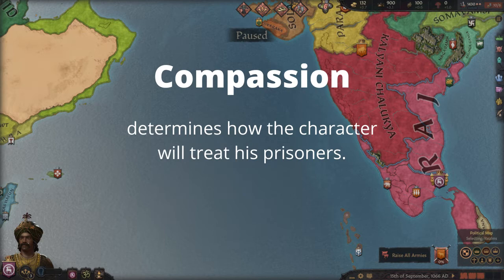They're going to be more compassionate on that level. Whereas if you have an evil villain, they may just kill them. They may just go ahead and torture them. They may execute them. You may never see them again. That may be how it goes. So the compassion factor determines how that character will treat their prisoners.